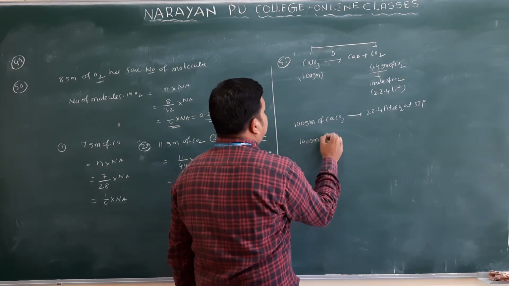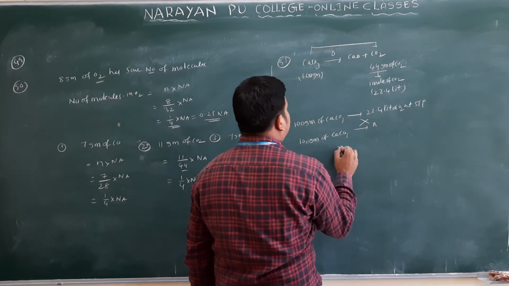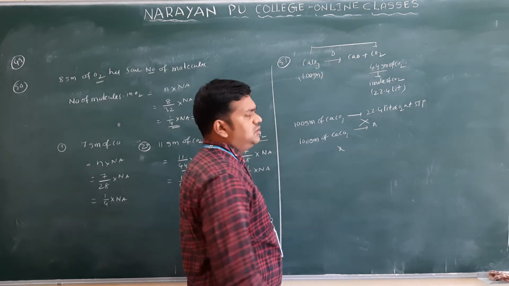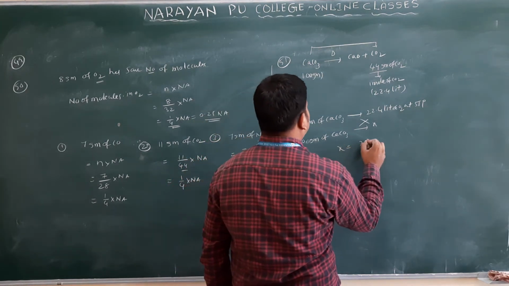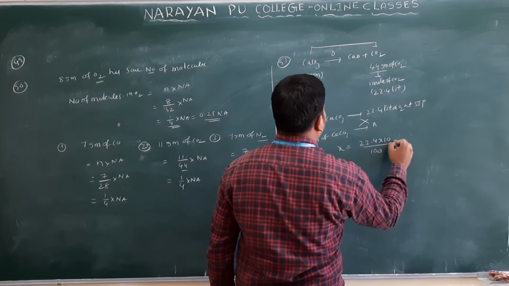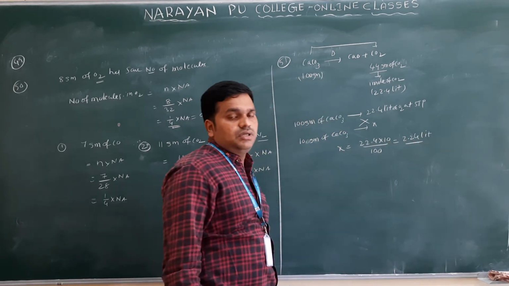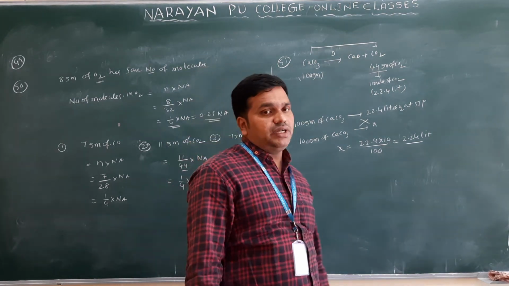So this 10 grams of CaCO3 gives X liters only. Simply, if you know, you can directly write 2.24. Otherwise you can write X is equal to 22.4 into 10 by 100 only. You will get 2.24 liters only. So this is the volume if you are taking 10 grams only.